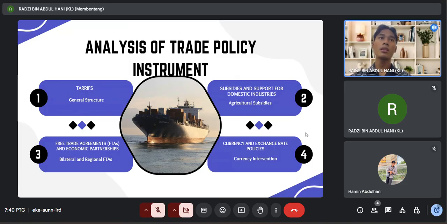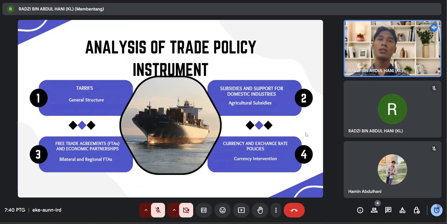The third point is free trade agreements (FTA) and economic partnership. For bilateral and regional FTAs, Japan has pursued a strategy of signing free trade agreements and economic partnership agreements (EPA) with numerous countries and regions. Some notable FTAs include agreements with the EU, the US, Australia, and countries in Asia, such as the Association of Southeast Asian Nations. Japan's economic partnership agreements often focus on tariff reduction, trade facilitation, and regulatory cooperation.